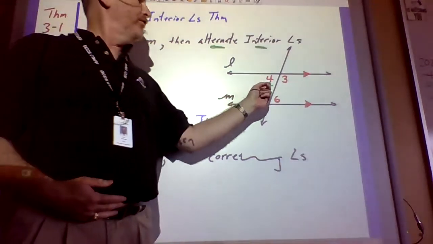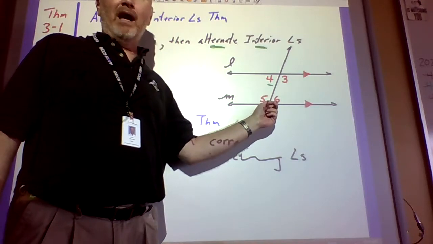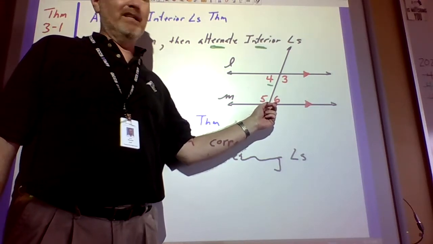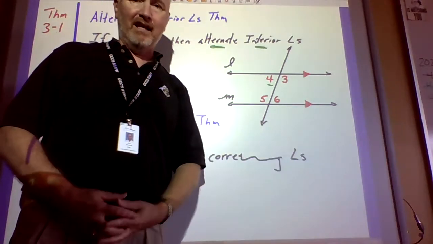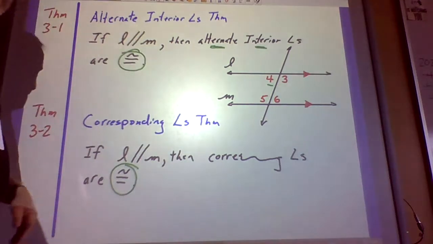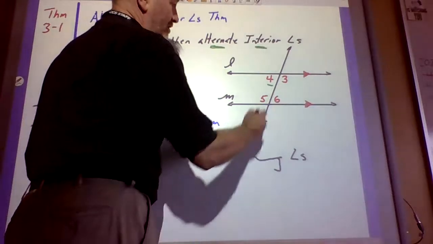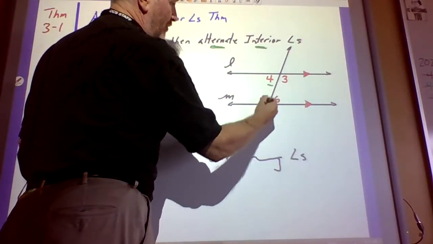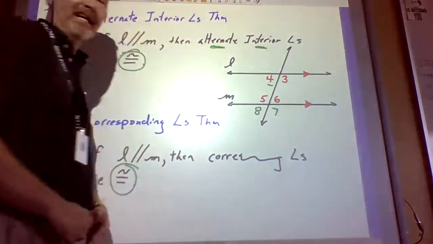So whatever angle 4 is, say it's 75 degrees, then you now know angle 6 has to be 75 degrees if these are parallel. And they will be throughout today's lesson and next time's lesson as well. All right. Corresponding. I need to add some numbers here. I'll just go ahead and continue this 3, 4, 5, 6, 7, 8 numbering pattern, I guess.